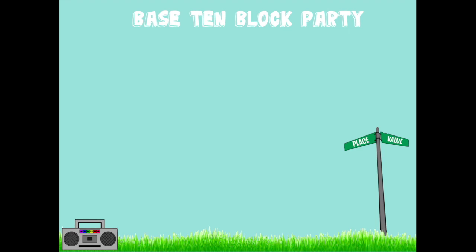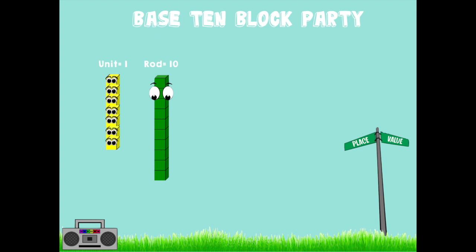So, first, let's introduce our unit. A unit is worth 1, and every time we see a unit, we know to count by ones. And a rod is worth 10. Every time we see a rod, we know to count by tens. The reason why we count by tens when we see a rod is because if we have 10 units, we can regroup them to make one rod.